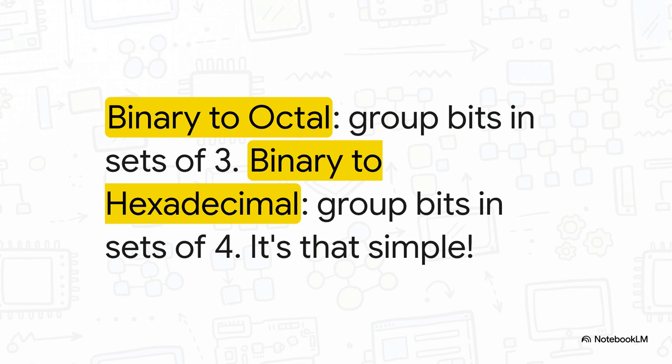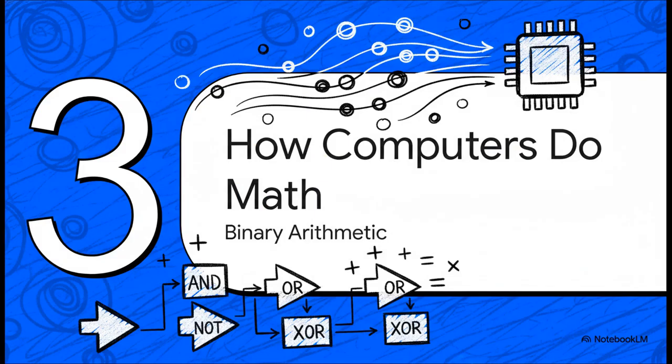For hexadecimal, you bundle them in groups of 4. It's this awesome shortcut that programmers and engineers use constantly. Okay, this is the crucial part. So a computer can store numbers in binary. Big deal. How does it actually do anything with them? How does it calculate? Well, this is where the real power of this simple system shines through.